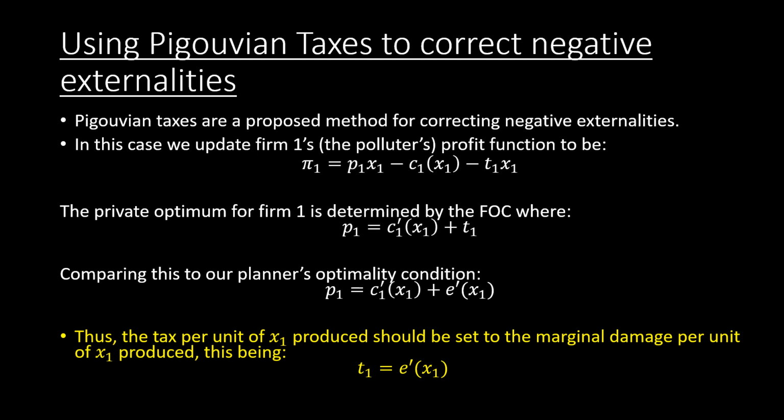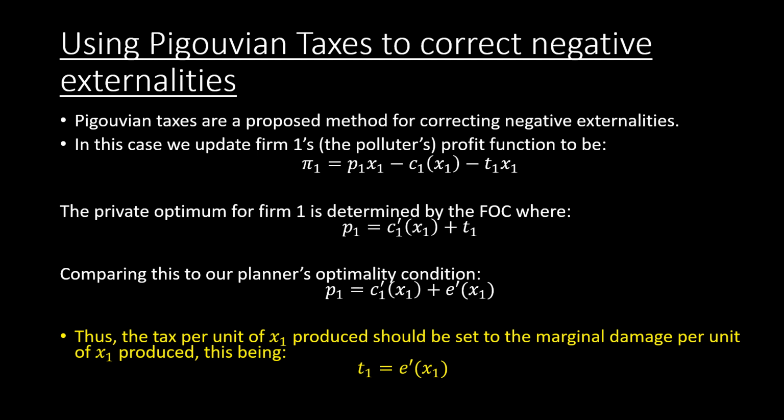the usual tool that is introduced to talk about correcting these negative externalities is Pigouvian taxes. The way we do that is simply by updating our polluter's profit function. In this case, our polluter is firm 1. Our private optimum for firm 1 is still determined by our first order condition, but this time, because we've added in this tax per unit, we end up with a first order condition which has this other term T1 here.